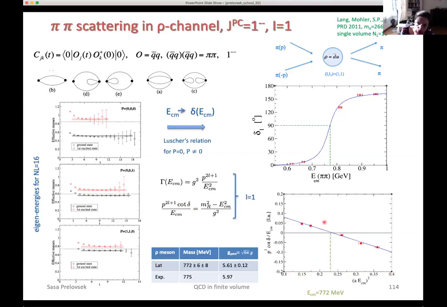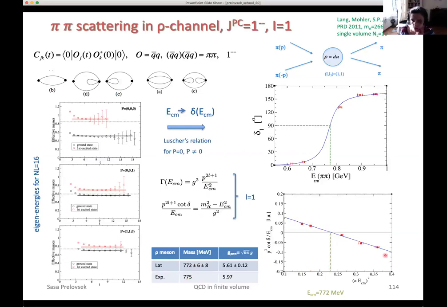I put energy squared here, and you see that this p cubed cotangent delta really is linearly falling. So you say, okay, this basically has a Breit-Wigner shape resonance. And what's the mass? The mass is where this is zero. So at the point where this is zero, this happens at 0.77 GeV. You really get the resonance mass. And that's, as I said, close to what is in experiment.